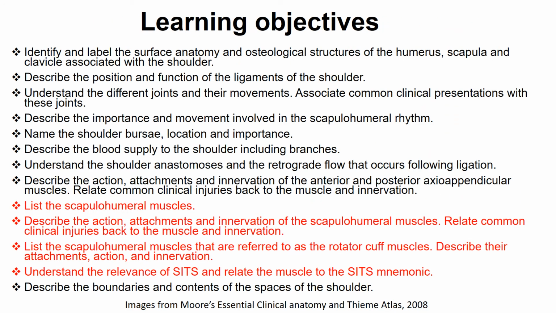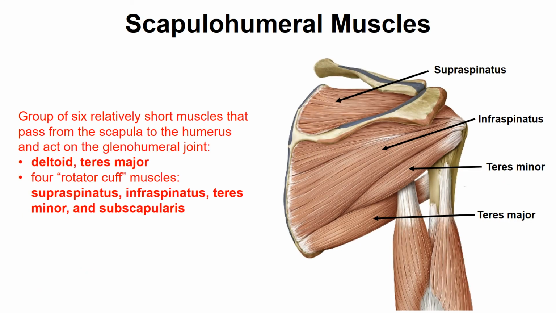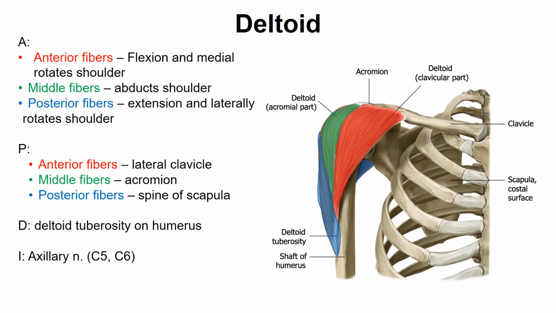Okay, lastly, let's talk about the scapulohumeral muscles. So the scapulohumeral muscles are basically originating or attaching at the scapula and going to the humerus. And there's a lot of them, so we'll go by them step by step. The first and largest muscle is going to be the deltoid. It kind of creates the cap of your shoulder, gives a nice rounded appearance to the shoulder.